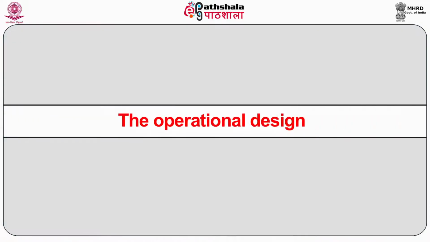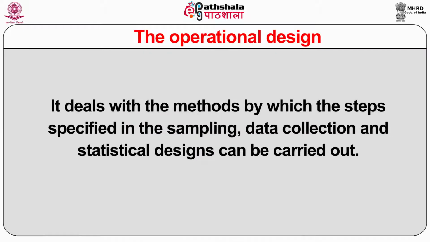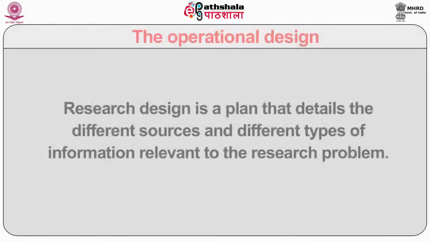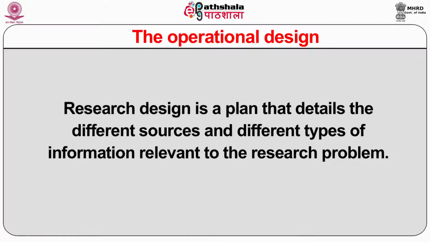The fourth type of design can be the operational design. It deals with the methods by which the steps specified in the sampling, data collection, and statistical designs can be carried out. From the above stated description, some of the important aspects of the research design can be drawn as: the research design is a plan that details the different sources and different types of information relevant to the research problem.